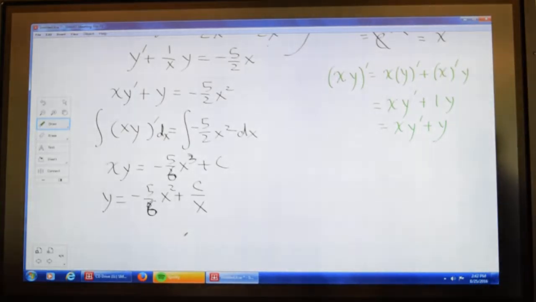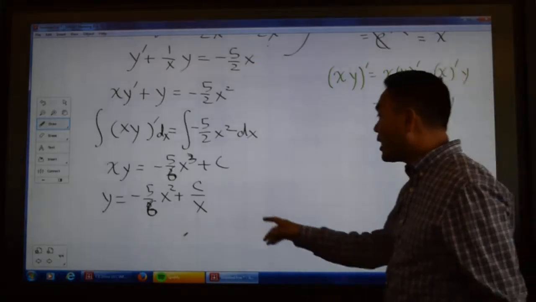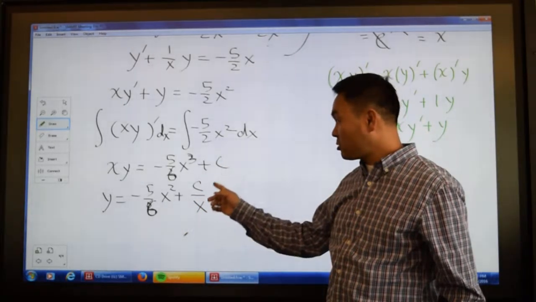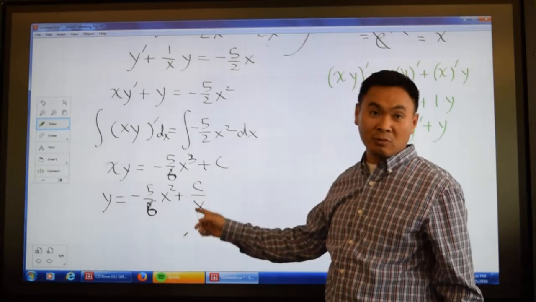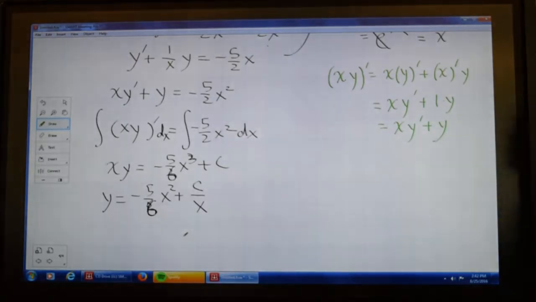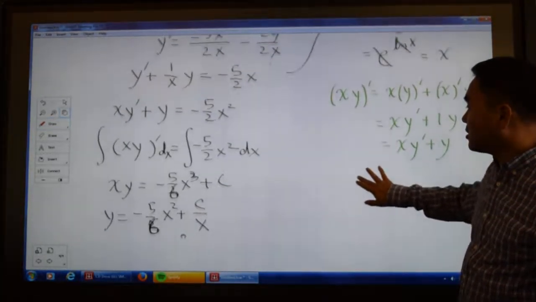Do we have to keep it as c over x, or can we just write it as c? It has to be c over x because this just means it's a constant function, and this actually means something different. It actually varies. Okay. So that's how you solve using multiplier.